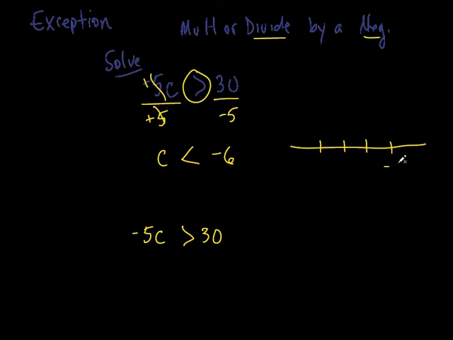Okay, and if negative 6 is right here, what's smaller? Smaller is to the left, isn't it? So that would be a negative 7. Negative 5 would be a bigger number. Okay, negative 7 is a smaller number. So let's stick a negative 7 in for this.